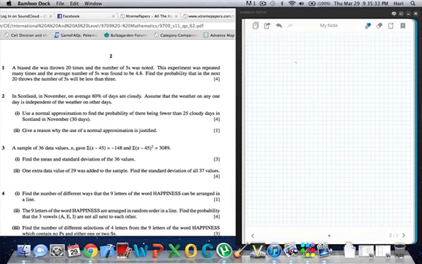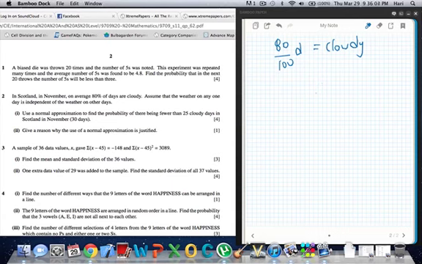This is the June 2011 paper 6 variant 2. The second question says, in Scotland in November, on average 80% of the days are cloudy. So 80 by 100 of the days are cloudy. Assume that the weather on any one day is independent of the weather on other days. Use a normal distribution. Now this is part 1.